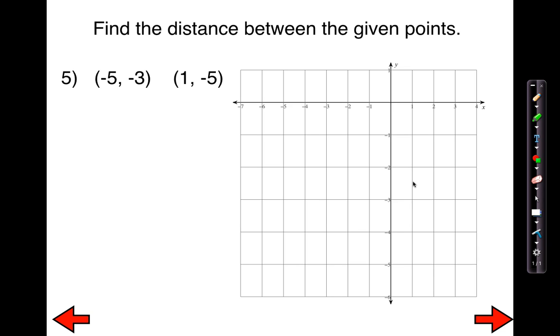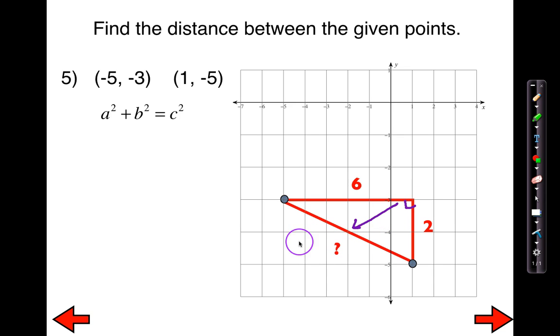Okay, so let's see how we did for number 5. You would plot your 2 points, draw a line, and then go ahead and create a right triangle. This is the one that I came up with. Then you're going to go ahead and measure the different lengths. This is 6, this is 2, and then go ahead and plug it into the Pythagorean theorem.